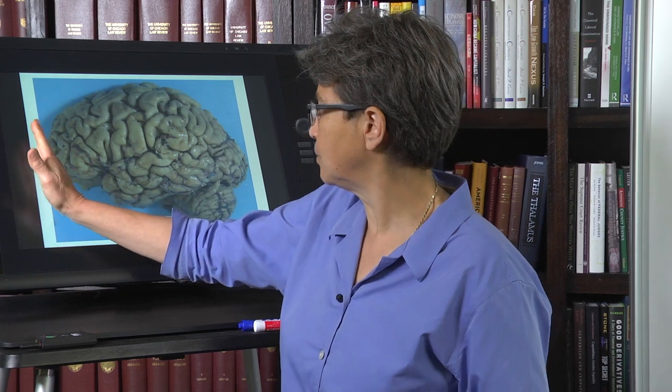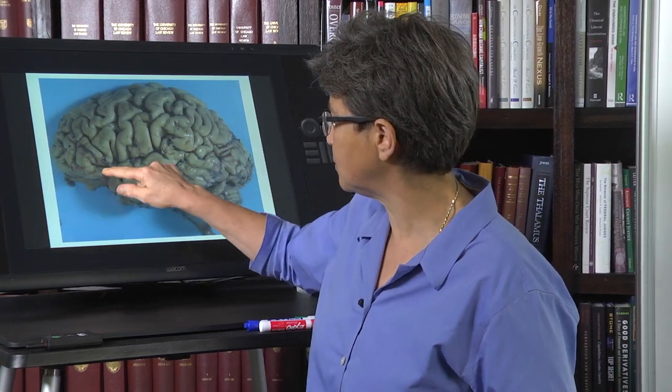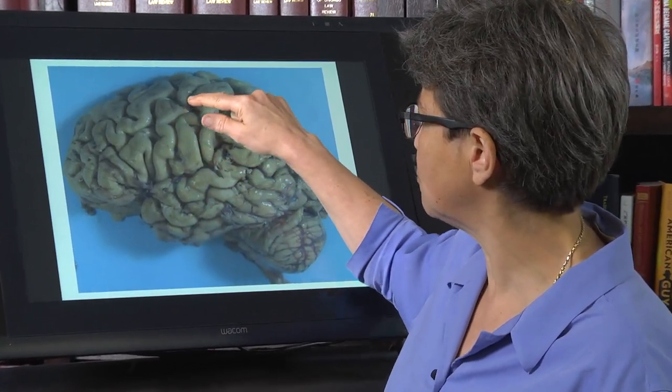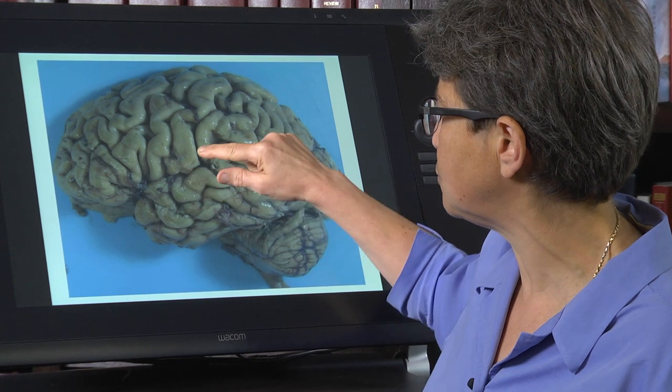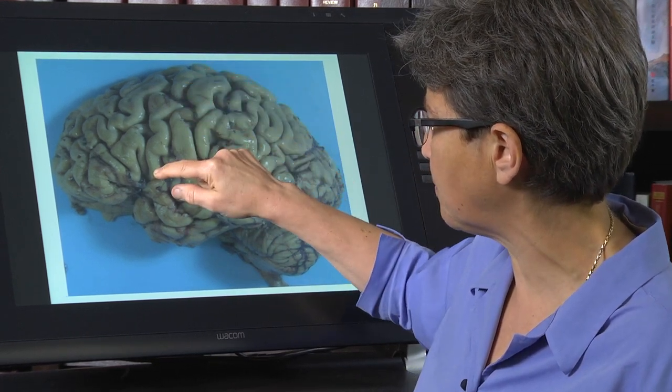Here's a picture of the lateral surface of the brain. Here's the front. Here's the back. Here's the temporal lobe. Here's the Sylvian fissure. And I'm going to guess that this sulcus right here is the central sulcus, which makes this the somatosensory strip and this the motor strip.